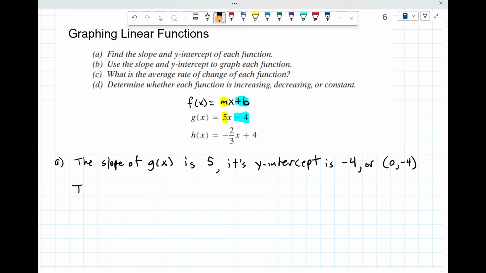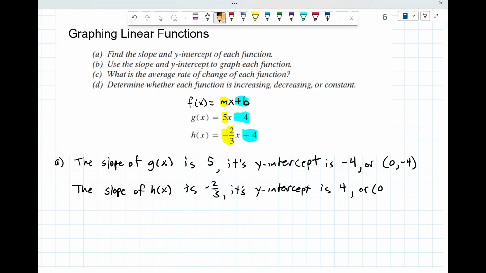Let's do the same for h of x. The slope of h of x is, and we can see here that we have a negative 2/3 multiplying that x, so our slope is negative 2/3. Its y-intercept is, and in this case we have a plus 4, so that means the y-intercept is positive 4, expressed as a point that would be 0, 4.